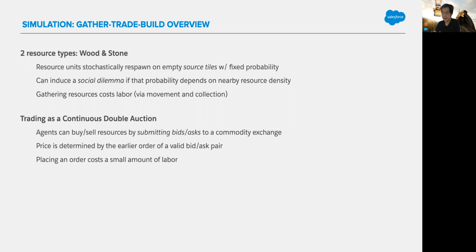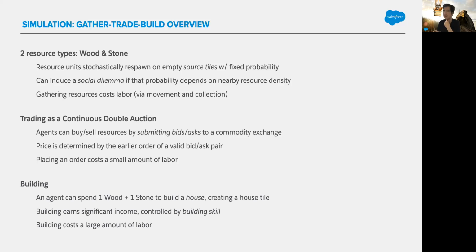And then trading here is implemented like a continuous double auction. What that means is that it works kind of like a stock or commodity exchange. For the details, you can see the paper. For the sake of time, I won't talk about all the details there. And as I said, the agent can build, so you can use one unit of wood and stone to create a house. And again, the amount of money that you get for that depends on the skill of the agent.